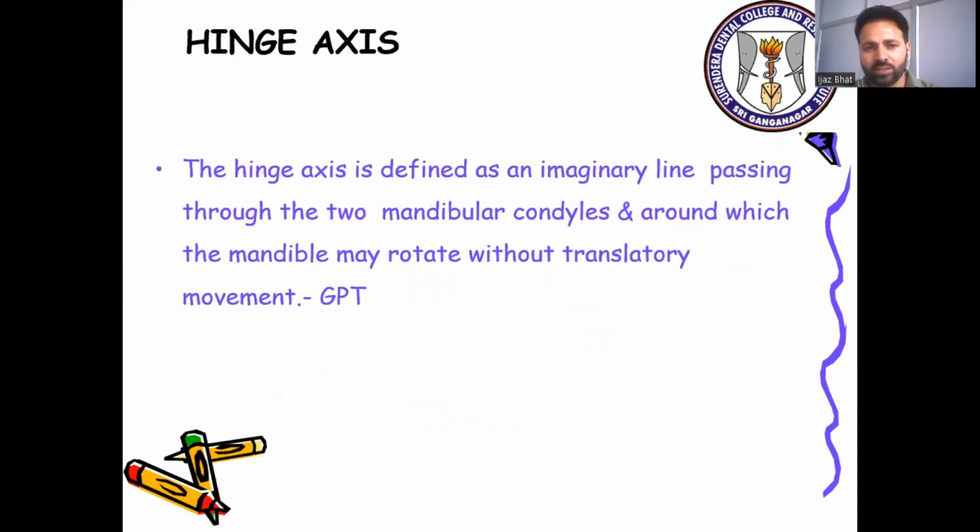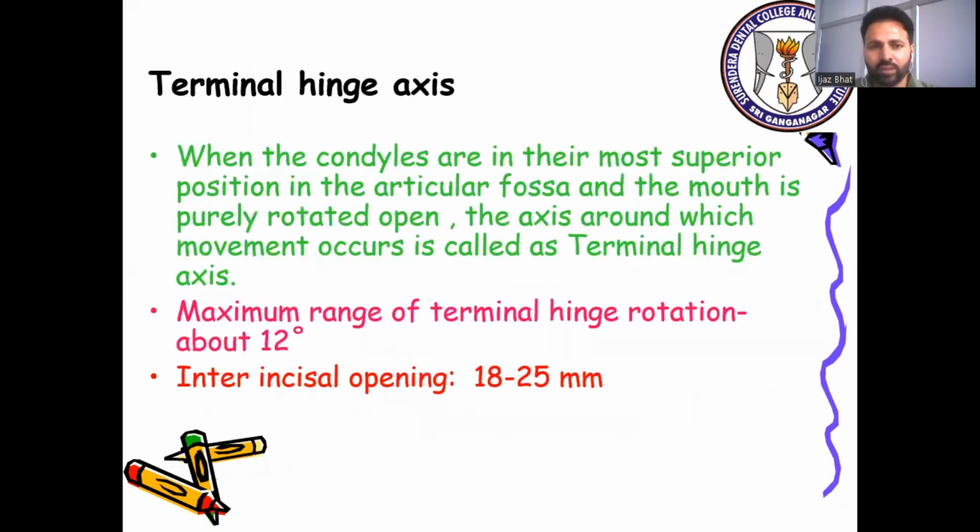What is hinge axis? The hinge axis is defined as an imaginary line passing through the two mandibular condyles, which are the posterior reference points, and around which the mandible may rotate without translatory movement. Terminal hinge axis: when the condyles are in their most posterior position in the articular fossa and the mouth is purely rotated open, the axis around which movement occurs is called a terminal hinge axis.